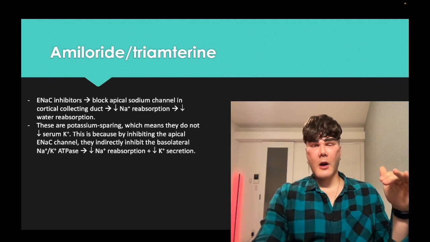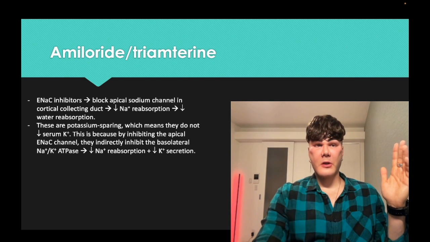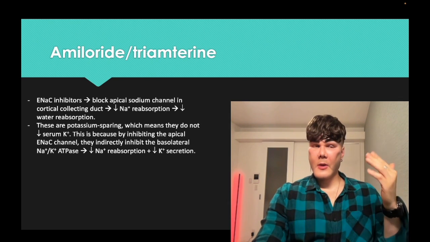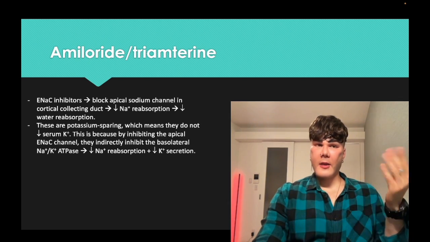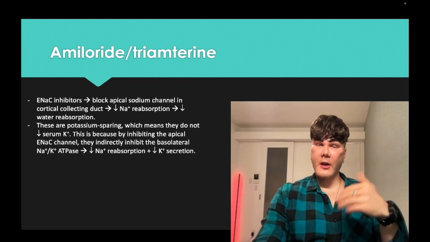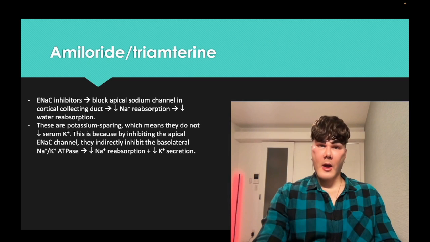It doesn't matter. What matters is that you just know amiloride, triamterene, those are not only ENaC inhibitors, but they're potassium sparing, and that either one of those can be the answer if the patient's already on a loop diuretic and you need to add another diuretic.